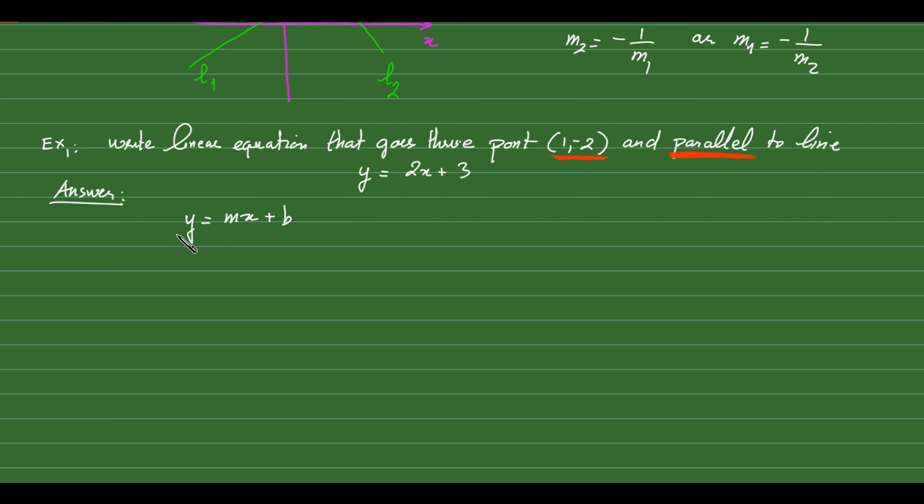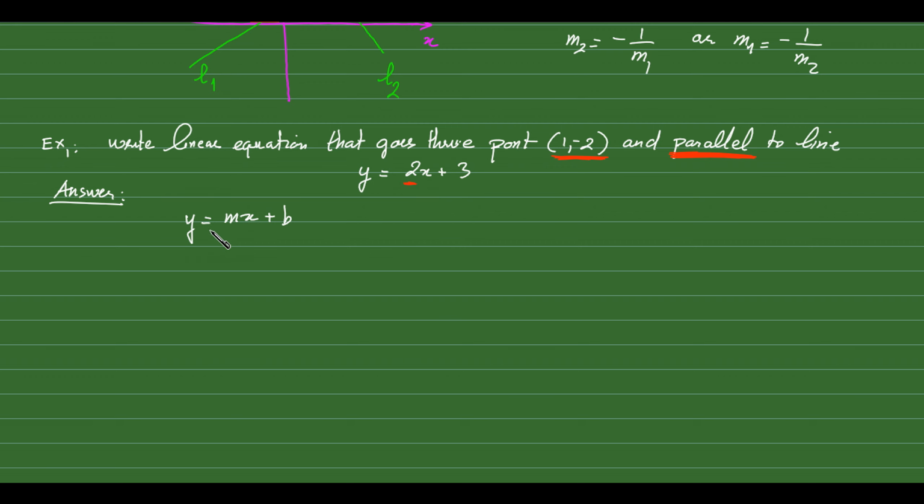Every time we want to write a linear equation, we always want to find the m and the b, right? So let's find the m first. How are we going to find m? Did they give you the m over here? No, they don't give you any m. They don't give you the slope, right? However, they give you the parallel property. So the slope of this line is 2. This is the slope of the line right here.